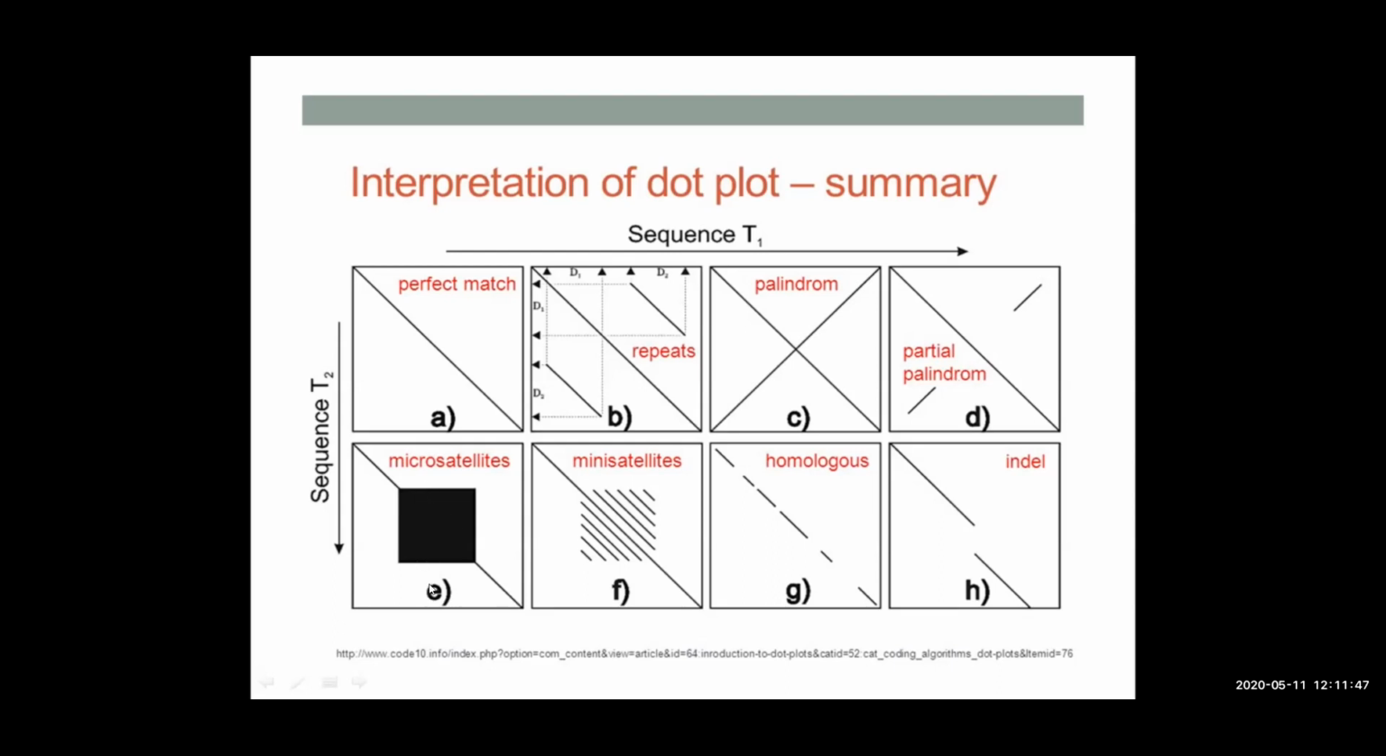If it represents microsatellites, it will be like this. If it represents minisatellites, it will be like this. If the sequences are homologous but not identical, you will find this kind of graph in the dot matrix. If there is an insertion deletion, as I showed previously, there will be a gap like this, but there will be a continuous line. So in this way, you can analyze and interpret the kind of sequences that you are characterizing by dot plot. So dot plot is useful in this case because you can analyze and characterize the sequences about their property.